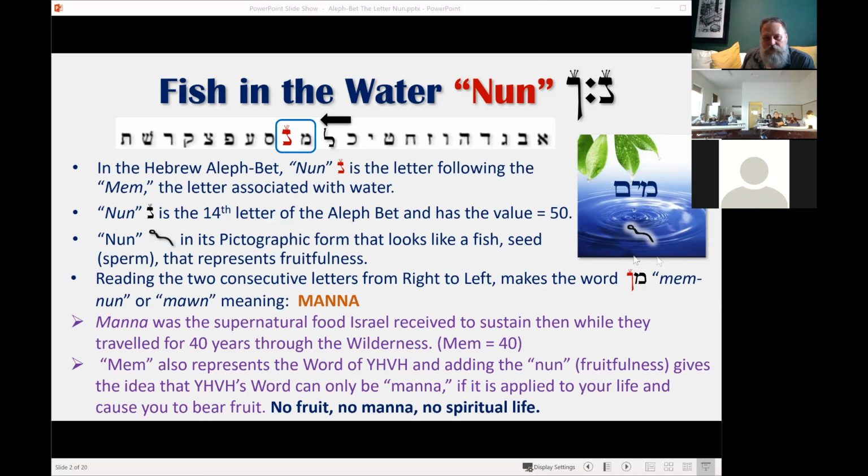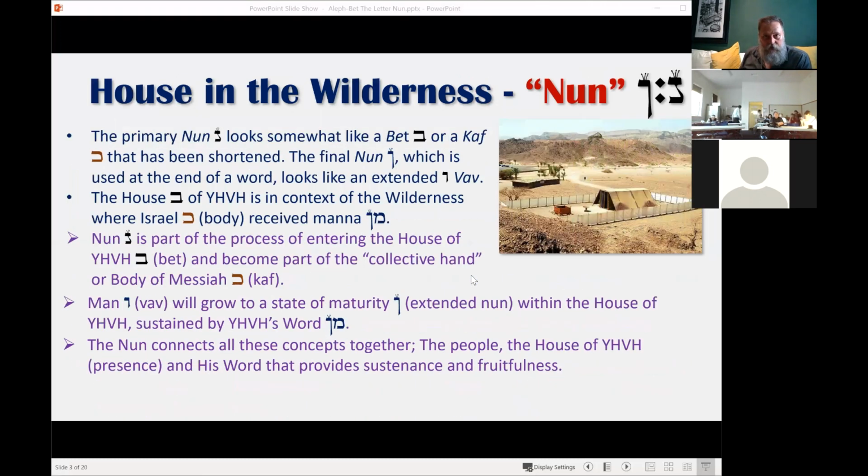But in the context of the Nun, it means that the word needs to be applied and lead to fruitfulness in your life, and only then will it give you that sustenance, which is manna. So without fruitfulness that comes from Yahweh's word, there is no spiritual life, which is the symbol of manna. That's just an interesting thought with the two letters linked together.